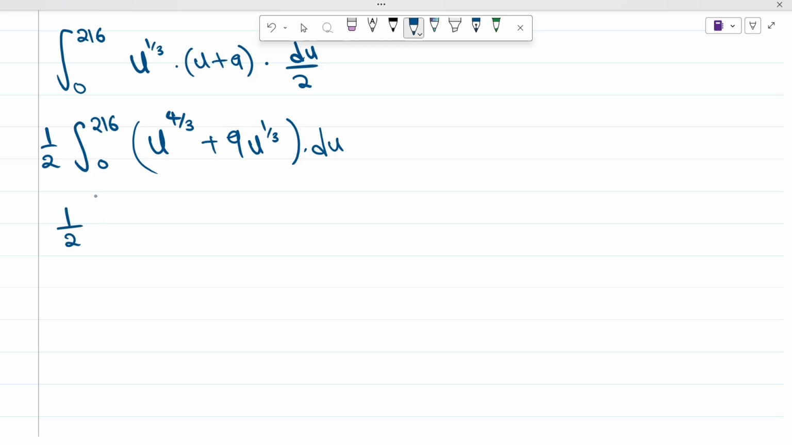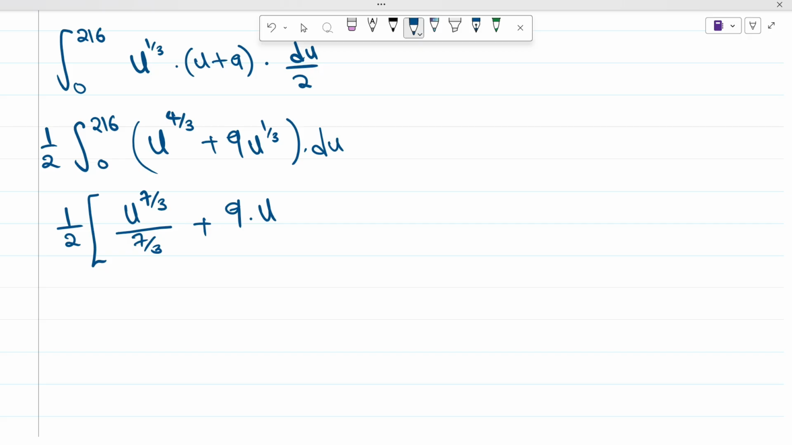This is just going to be 1 over 2 multiplied by what? u to the power 4 over 3 plus 1. So 4 over 3 plus 1, that's 7 over 3. So 7 over 3, divided by 7 over 3, plus this 9 multiplied by u to the power 1 over 3 plus 1.